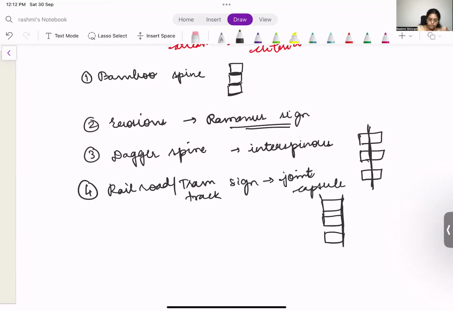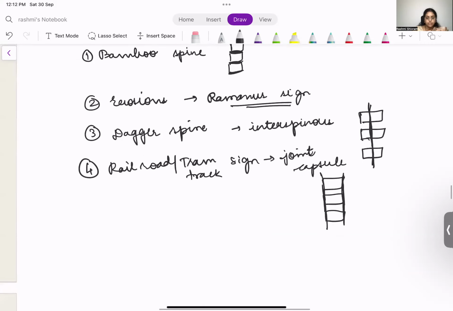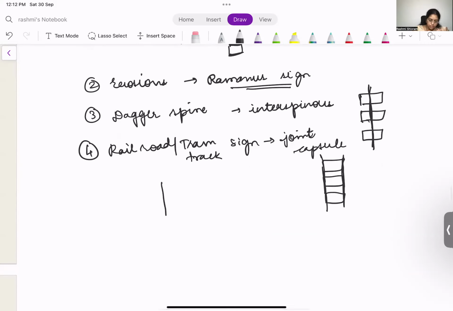So here there will be inflammation, and there will be calcification. When you have a combination of both the dagger spine and railroad spine, you have a bone, the vertebrae, with interspinous ligament calcification as well as the joint capsule getting calcified. In these patients, it will look like this. This is called the trolley track sign.